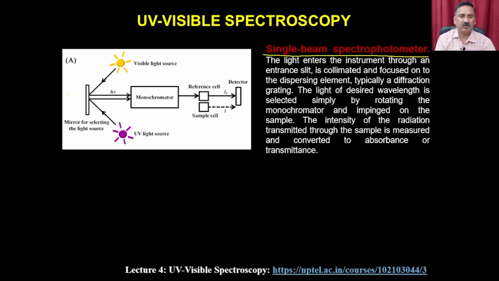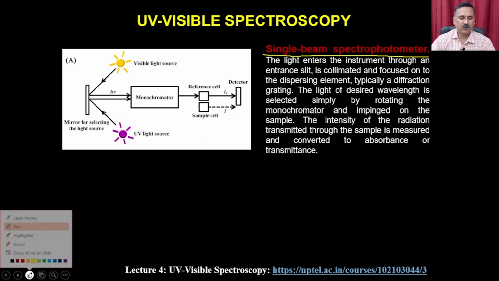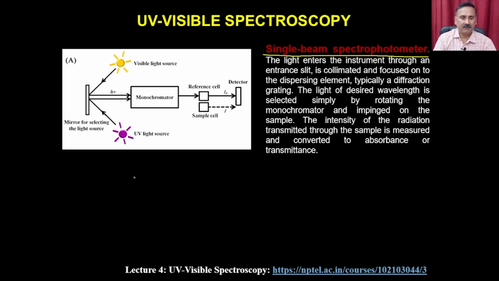In a single beam spectrophotometer, you have one light source. For example, for the UV range and the visible range, it has two bulbs, one for the visible range and another for the UV lamp. Both of these lamps have a mirror, which reflects the light, and then it goes to the monochromator. The monochromator is a kind of filter that is going to give you the desirable wavelength.